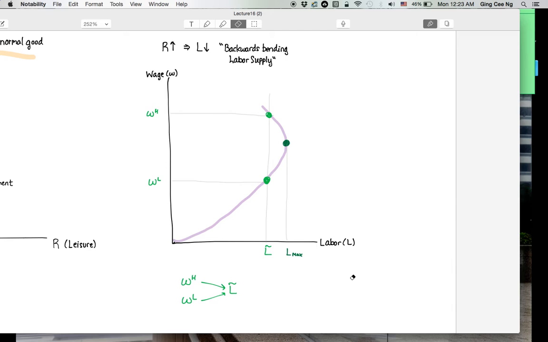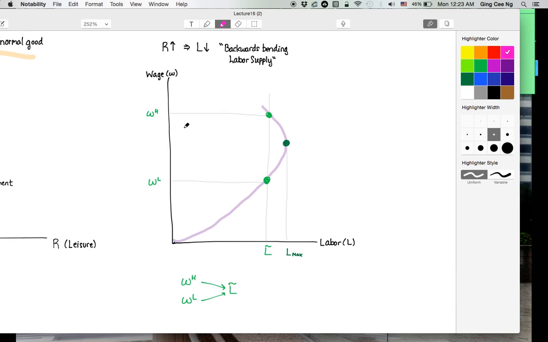And so one implication of this backwards bending labor supply is that it's possible to see at the optimum a consumer who's willing to work the same hours of labor at two different wages, at a low wage and a high wage. That's the implication of any situation where you have something that's backwards bending. I just wanted to show that to you.